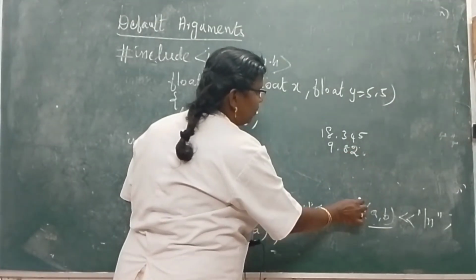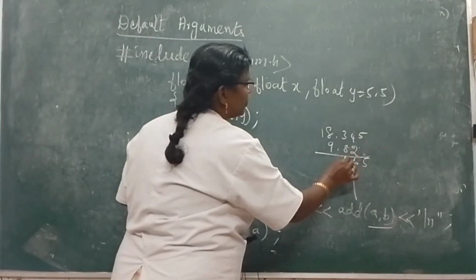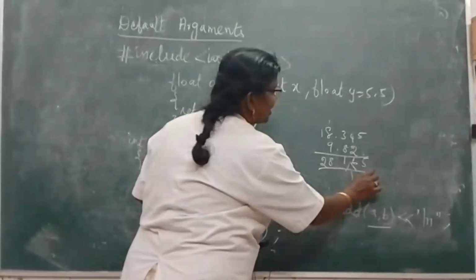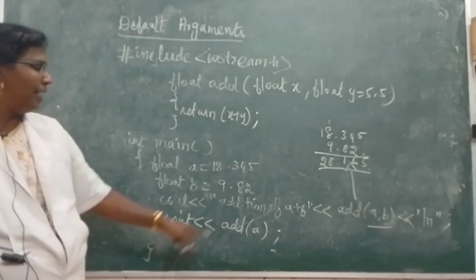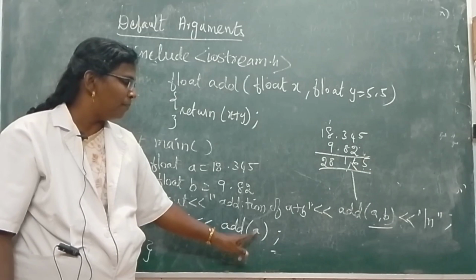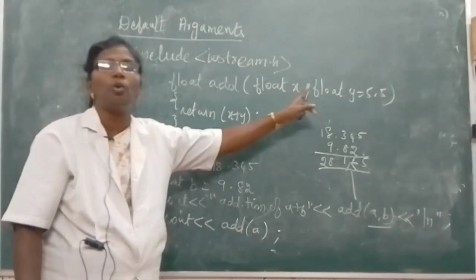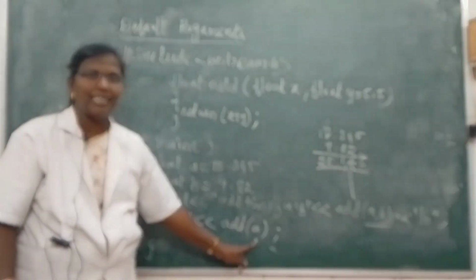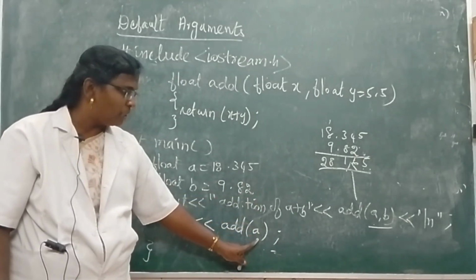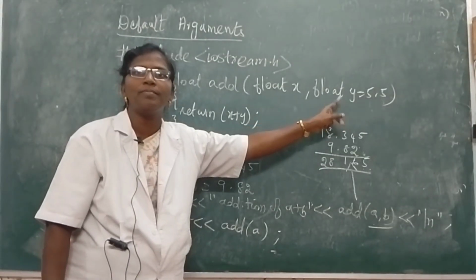So these two values will be taken if you execute this function. So the result will be that is the result of this function. But in this case, we are calling add of A. So what has happened here? In this function, the B argument. So we have a function defined with two arguments, but only one argument is given. The other argument is not passed here. So what will it do? It will automatically take the value of 5.5. That is called the default.